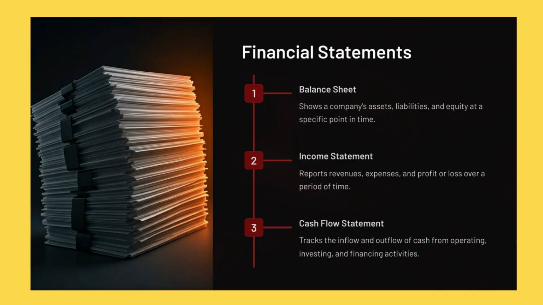Financial statements. Balance sheet: shows a company's assets, liabilities, and equity at a specific point in time. Income statement: reports revenues, expenses, and profit or loss over a period of time. Cash flow statement: tracks the inflow and outflow of cash from operating, investing, and financing activities.